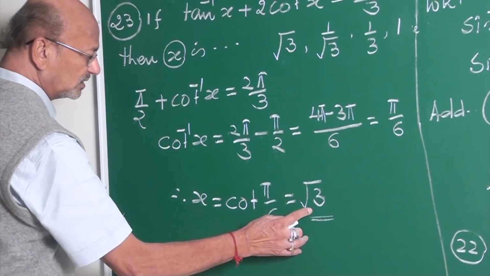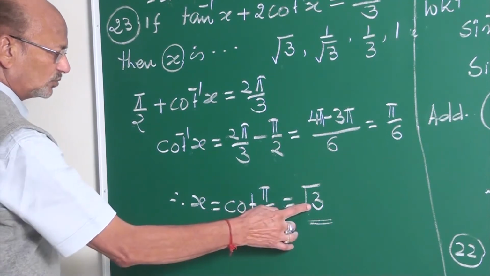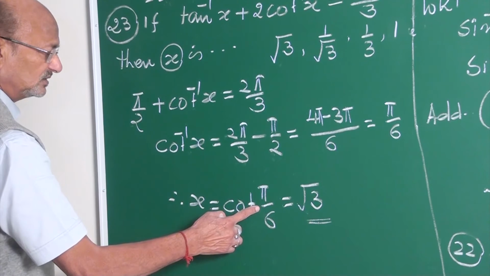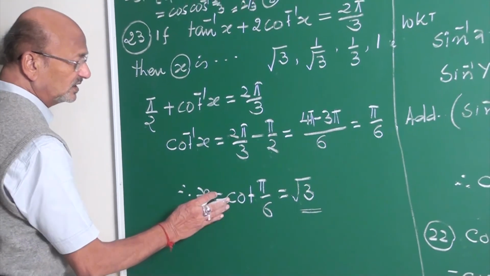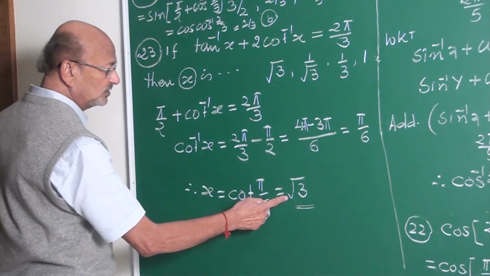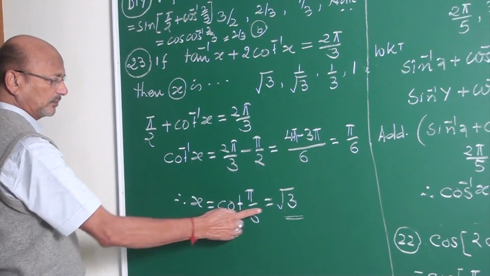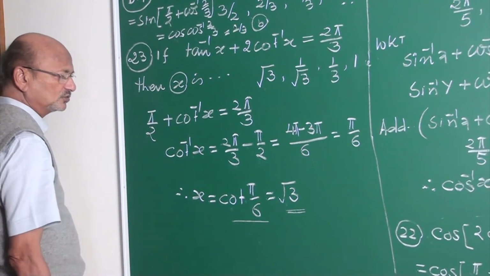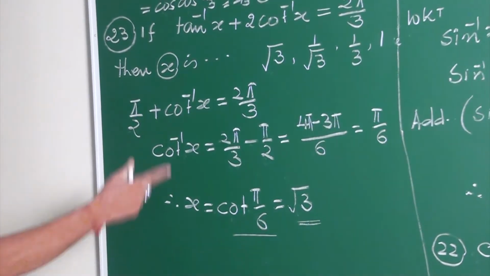You must take care, no confusion. Cot 30 is root 3, tan 60 is root 3, cot 60 is 1 by root 3, tan 30 is 1 by root 3. If under any condition you confuse and mark 1 by root 3, you lose 1 mark in the last step. You must be perfect in values also, my friends. Cot 30 is root 3. Hope understood.